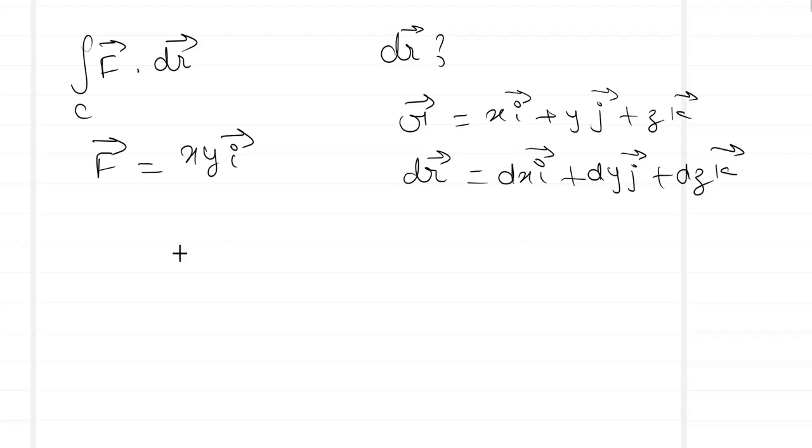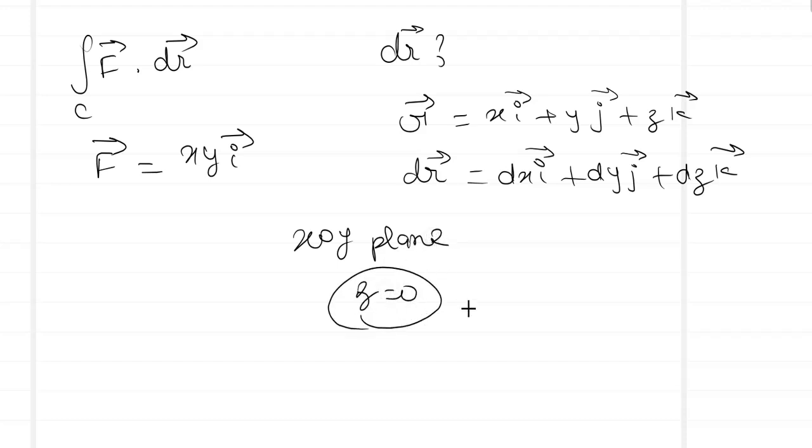Now, where is my F vector dot dr vector drawn? On the xy plane. On the xy plane, what happens? My z is equal to 0. If z is equal to 0, what can you say about dz? dz will also be 0. So this portion will go off, and you will be left with just dx i plus dy j.